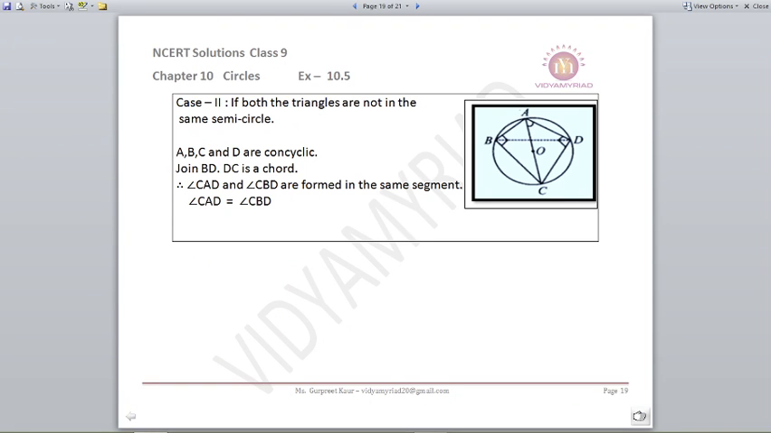Let's prove when they are not on the same side, they are on the opposite side. Same case, let's take DC only as a common chord. Let's see whether they are forming the same segment. If you look at angle CAD and angle CBD, they are also lying on the same segment CD, which means that they will be equal. Angles formed on the same segment will be equal. Thus, we can say that angle CAD is equal to angle CBD.